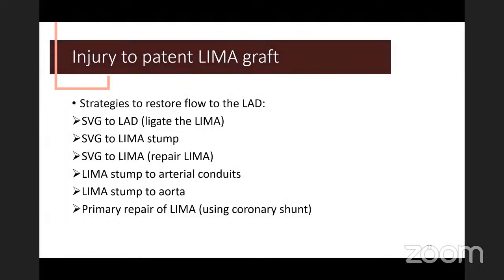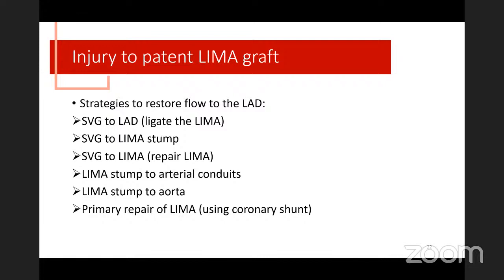So what if you injure a patent LIMA graft? What is the strategy to restore the flow to the LAD? These options are not ordered from best to least, but starting with SVG to LAD, then ligate the LIMA if the injury is severe, SVG to LIMA stump, or SVG to LIMA and repair the LIMA at that time.